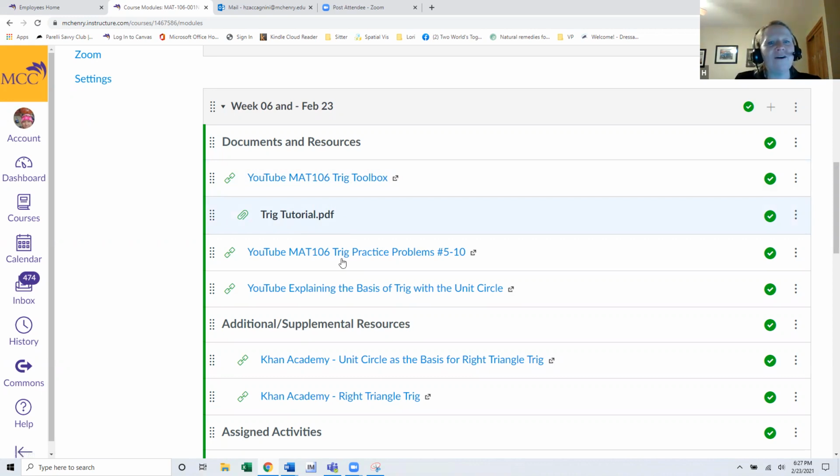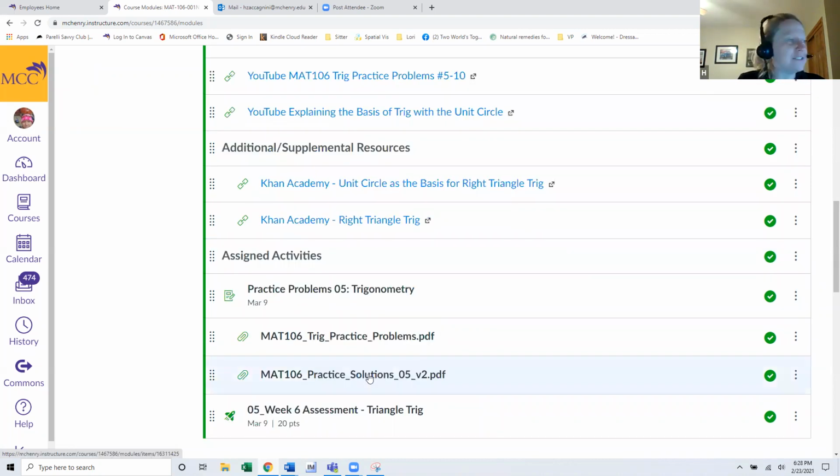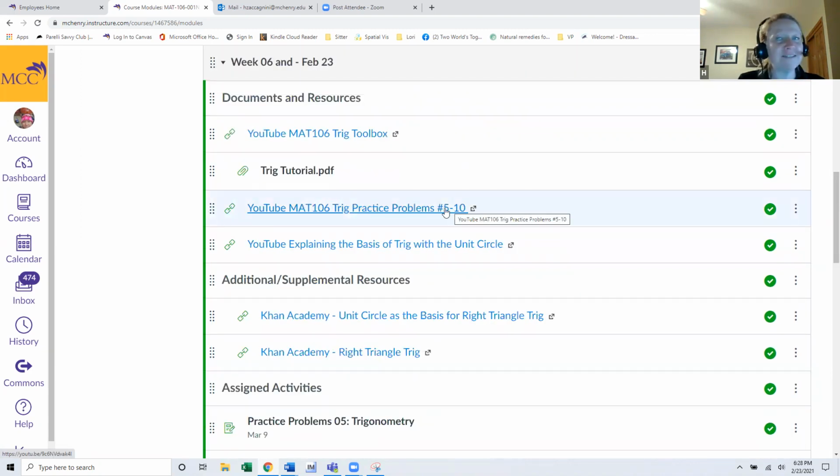And then I already have the practice problems number 5 through 10. These aren't the assessment problems. These are just the practice problems. Number 5 through 10, I have worked out in a video. So that's separate from the toolbox. Questions 1, 2, 3, and 4, I don't have worked out in a video, but they are worked out on paper. The PDF is down here. So here's the practice problems. Here's the solutions on paper. I have a video for number 5 through number 10. That's 5, 6, 7, 8, 9, 10.